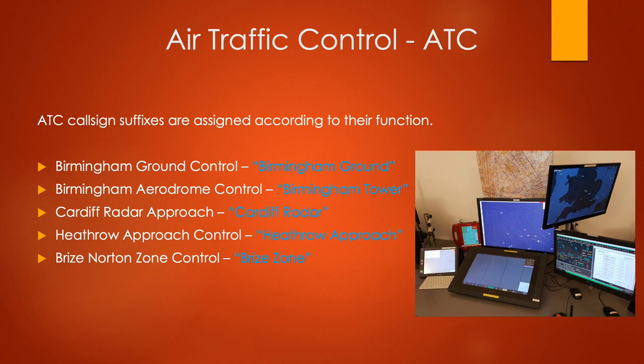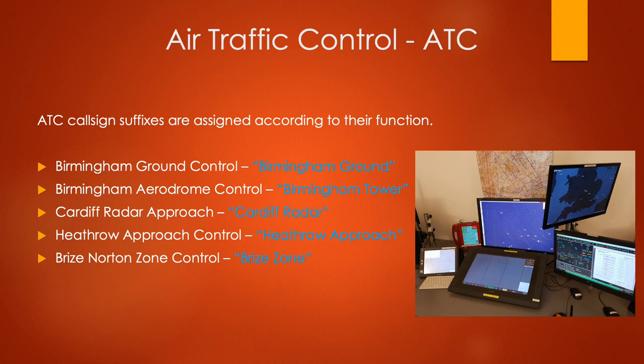The last one is Brize Norton Control Zone. So Brize Norton, which is a military base, they have a military air traffic control area, and it's a big controlled airspace. But the controller controlling this area, you refer to it as a zone, and so it'll be Brize, the location, and then the zone.